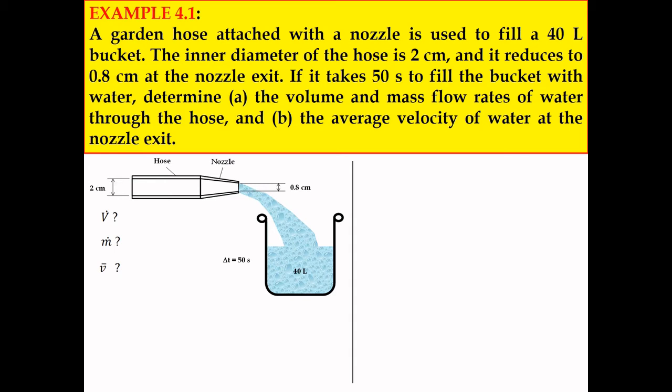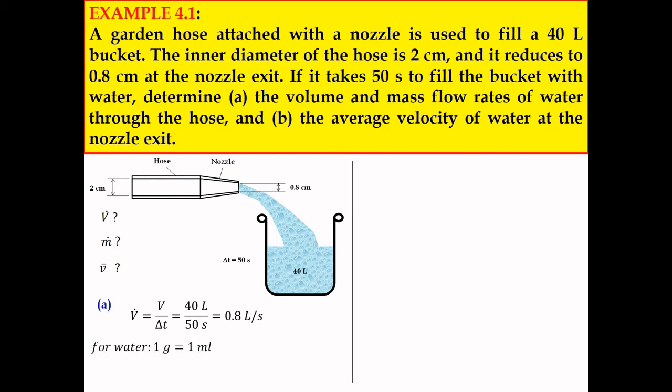Now we need to determine the volume flow rate V dot, the mass flow rate m dot, and the average velocity of the water, V bar, at the exit of the nozzle. For the volume flow rate, V dot equals V, the volume, divided by delta t, the time required by the process. So V dot equals 40 liters divided by 50 seconds, which gives 0.8 liter per second. That's the value for the volume flow rate.